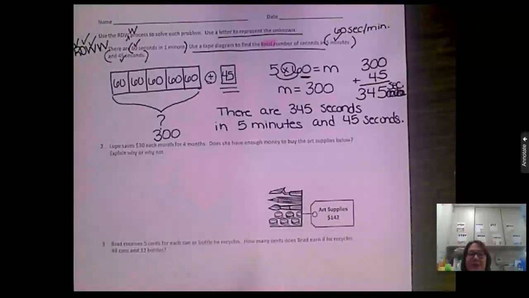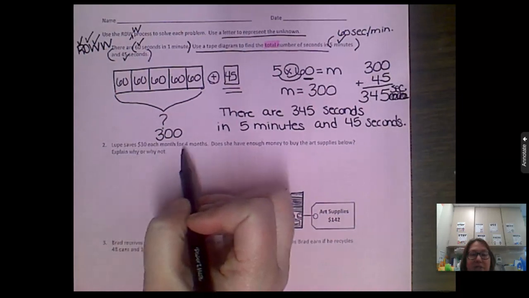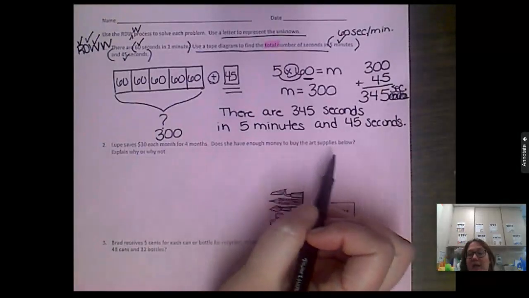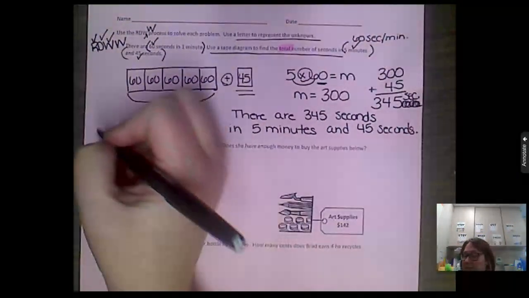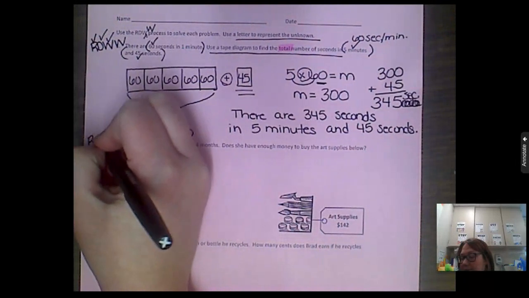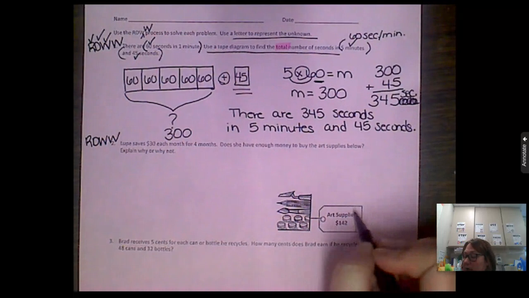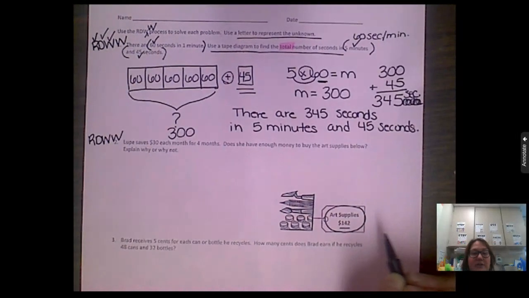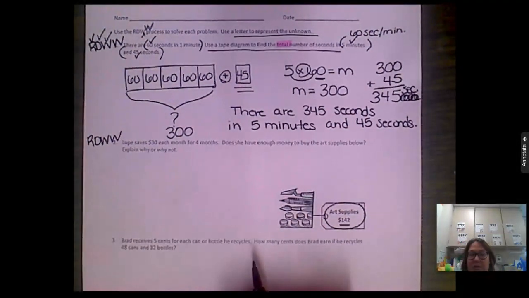All right, put your finger, your pencil on Lupe for number 2 and read this with me. Lupe saves $30 each month for 4 months. Does she have enough money to buy the art supplies below? Explain why or why not. Okay, so this is definitely RDWW, right? Okay, and here's our art supplies below. So how much for the art supplies? $142. All right, so let's do the rest of our read and pull out our important information.